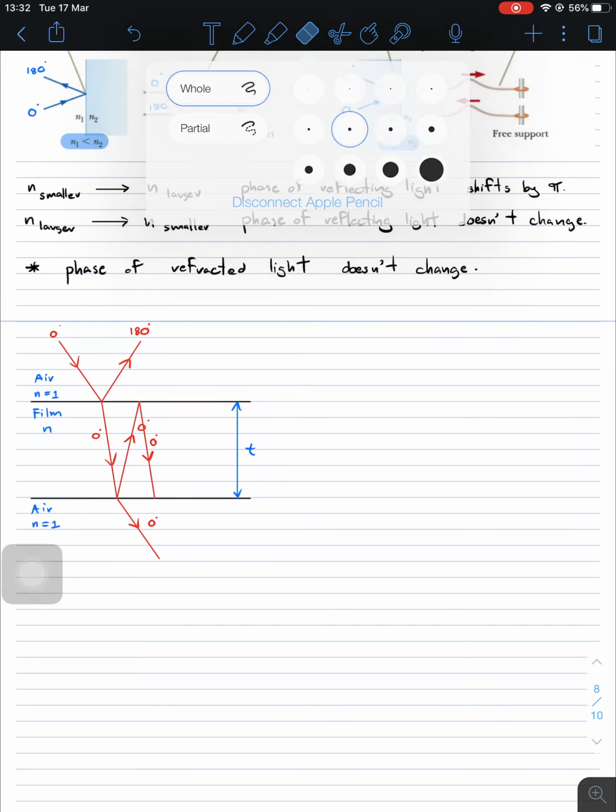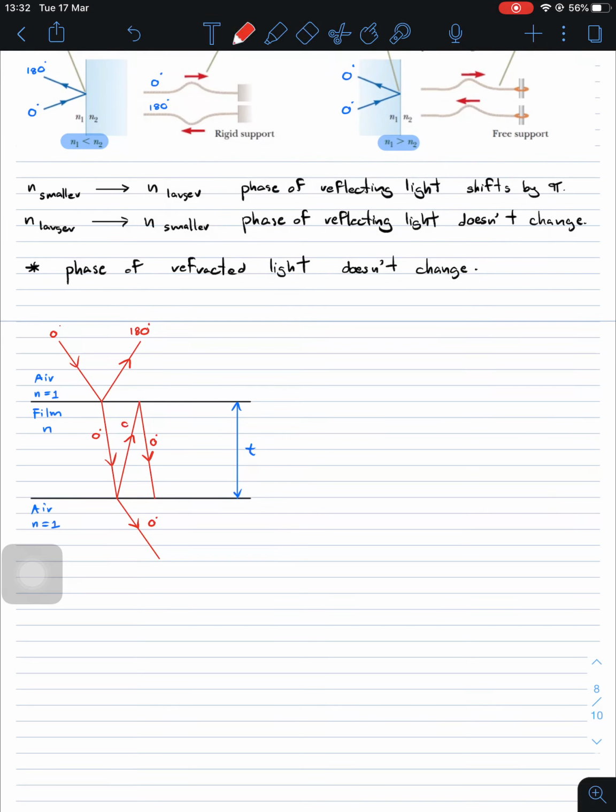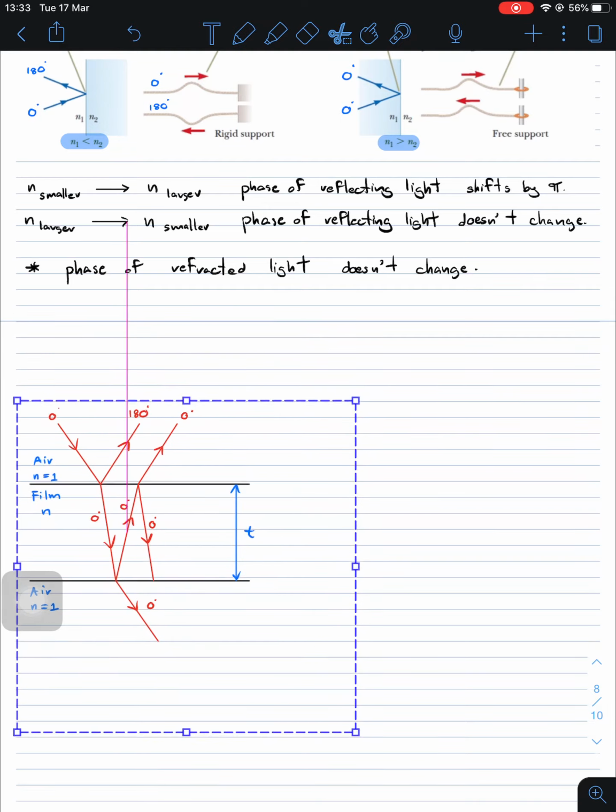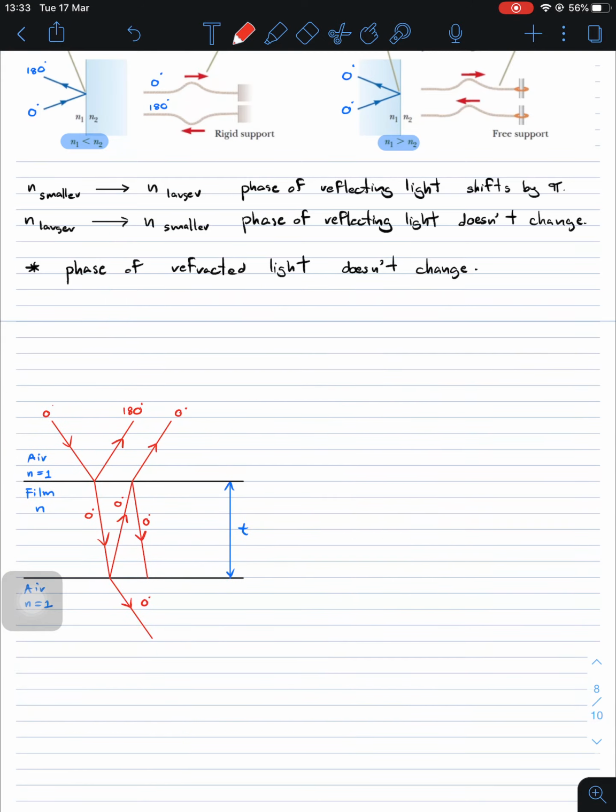But this is not what we want to consider. The one that we want to consider is this one, the light traveling from the film and then to the air. We know that the phase of the reflected light doesn't change, so again the phase equals 0 degrees. Then if we look here, we can see the interference between these two light rays.